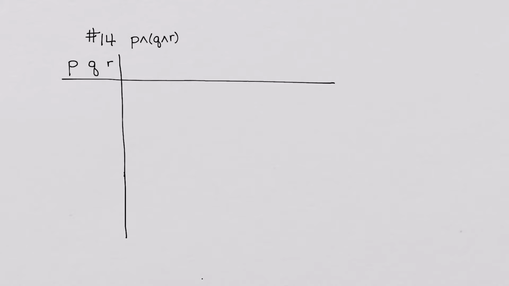Okay, so as I said, we've got 3 unique variables. So 2 to the power of 3 rows, which is 8 rows. And we said before, let the first half of the p-values be true. So I'm going to do 4 trues in a row. True, true, true, true. And then 4 falses. 1, 2, 3, 4. Okay.